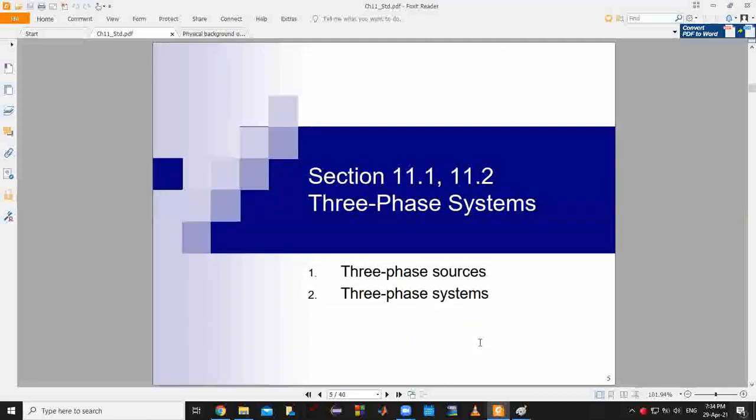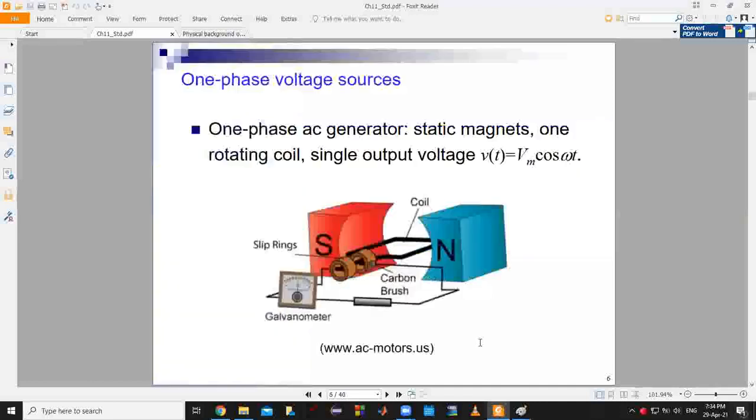So let us look at three-phase sources and in general the systems. Indeed, this diagram shows a single-phase AC generator. It has a magnet and a single coil. We know that if this coil is rotated, it produces a current that can be detected by this galvanometer, and the voltage can be given as such. So indeed, a single phase, let me show this diagram.